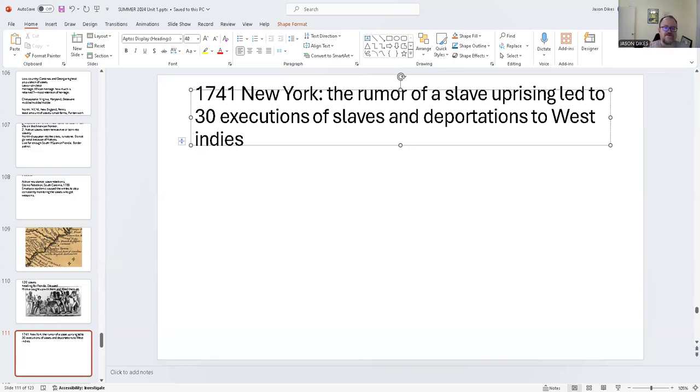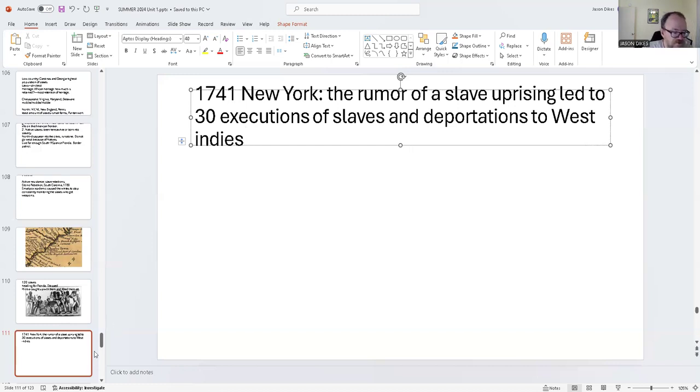So again, this is not just a Southern paranoia. Again, simply the rumor of a slave uprising leads New York to execute some slaves and deport others to a slow death in the West Indies. All right.